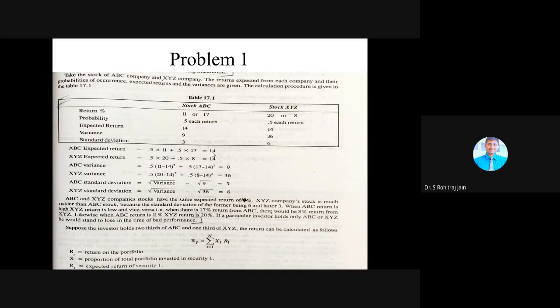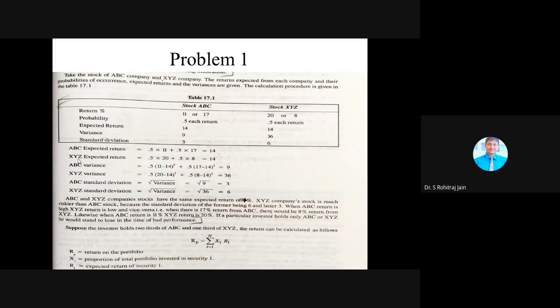$14? Yes, 14, sir. Okay. Next, students, XYZ expected return. So in this problem, what am I calculating first? Expected return. First, I solved for ABC. Now I'll solve for XYZ.